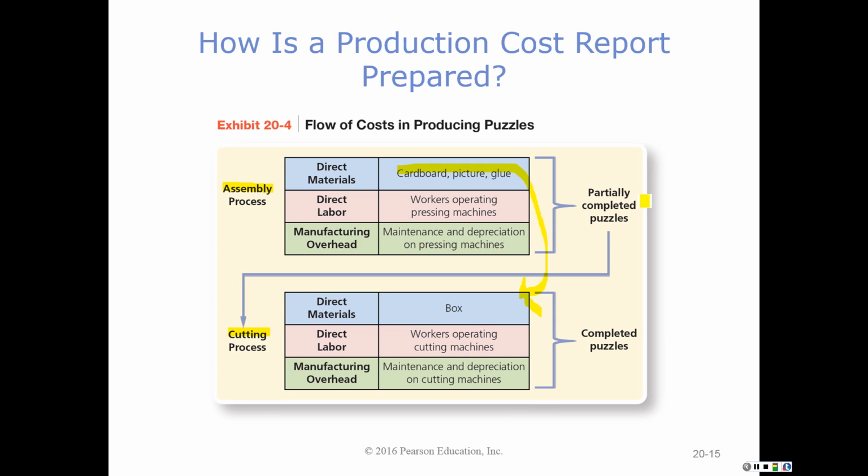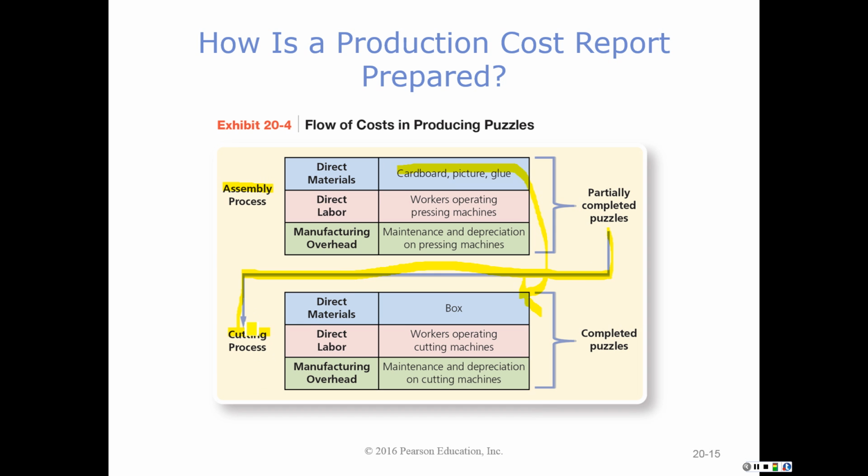This says partially completed puzzles. So everything that's still in the assembly process is still a partially completed puzzle. But once those puzzles are complete, we can see the flow chart here that moves us through. Once they are complete, all the costs for those puzzles move down to the cutting process or the cutting department. And you will see later in this video, these are considered transferred in cost. Now we have the cost from the assembly process moved down to the cutting process.